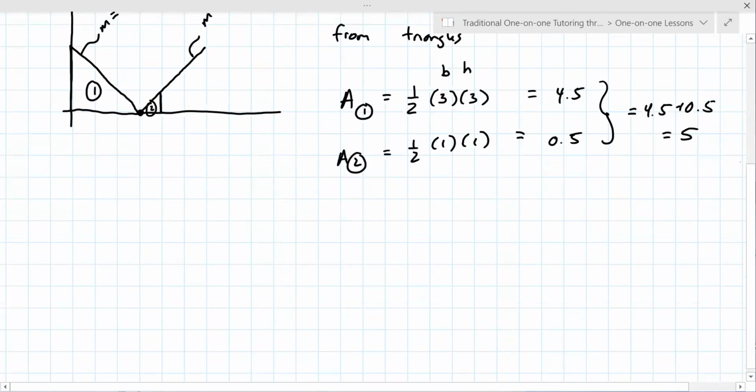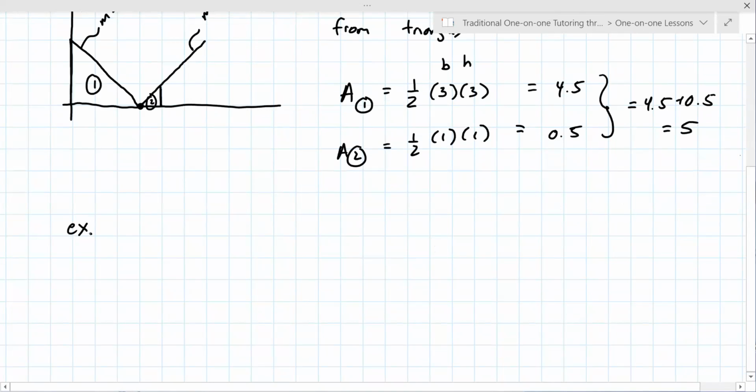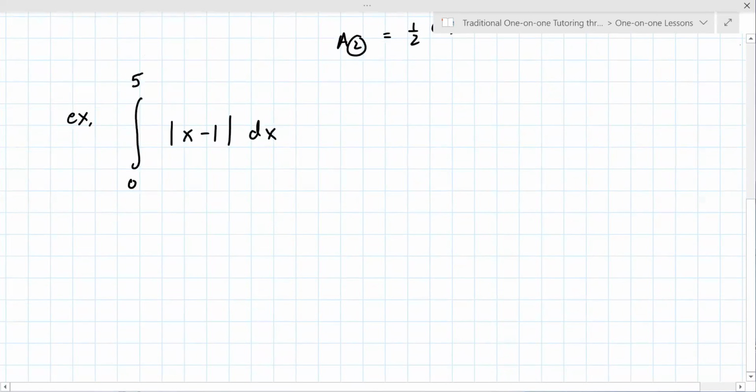Okay. So may I have you try this one on your own if you're okay with that? I know it's early. You win the award, of course, for getting that early math lesson in, but you can absolutely do this. Let's go absolute value of x minus 1 dx from 0 to 5. Just get some.